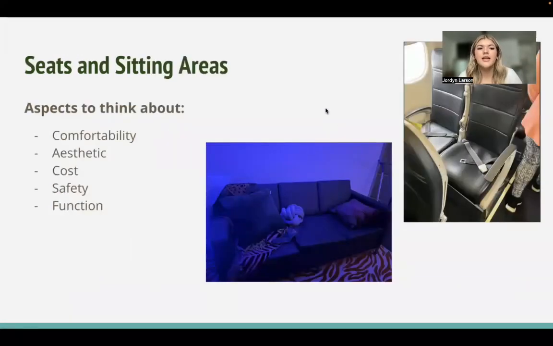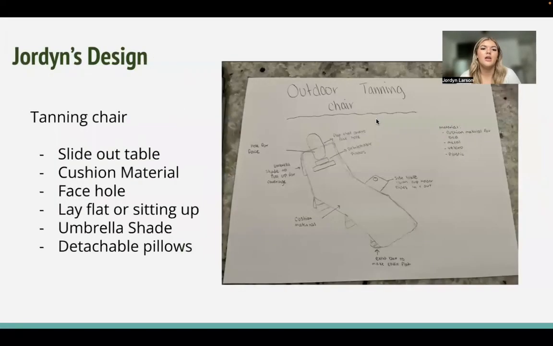So going into seats and sitting areas, there are some aspects to think about. This kind of goes into the design matrix that we did. There is comfortability, aesthetic, cost, safety, and function. And we had to take into account all of these things when we were designing our own designs.